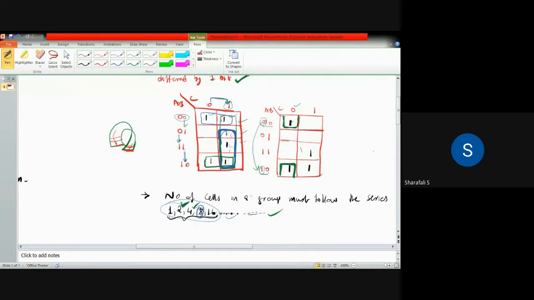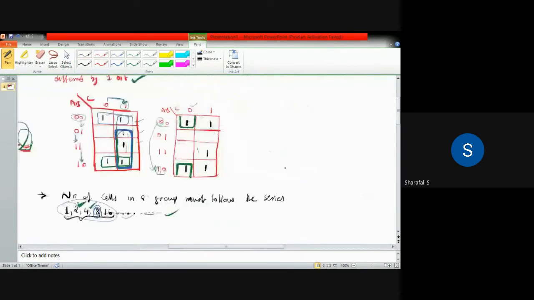So here we are having one. Let's consider this one, and we are having only one here, then we can also group. Let's consider the case of a 4 variable Karnaugh map. Consider a 4 variable map.